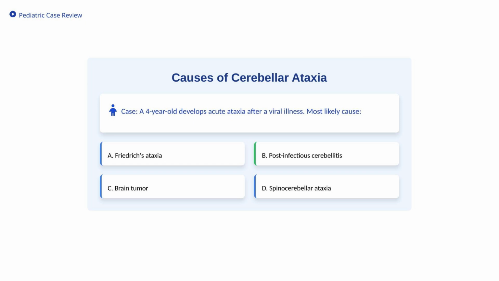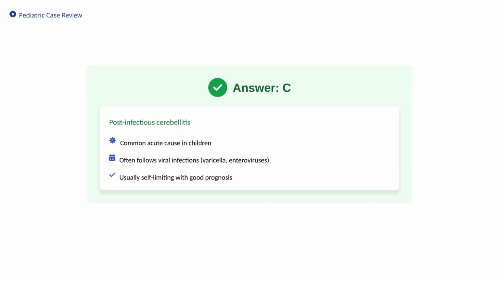Consider this case. A 4-year-old child develops acute onset ataxia 2 weeks after recovering from a viral illness. The most likely cause of this presentation is A. Friedreich's ataxia, B. Brain tumor, C. Post-infectious cerebellitis, or D. Spinocerebellar ataxia? The correct answer is C.